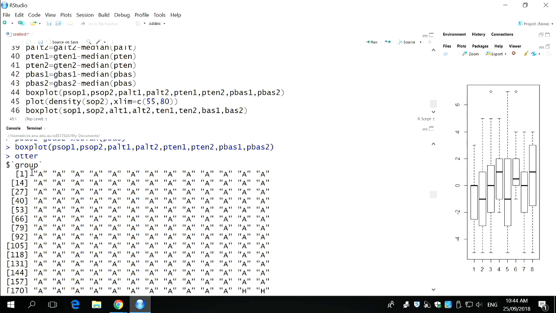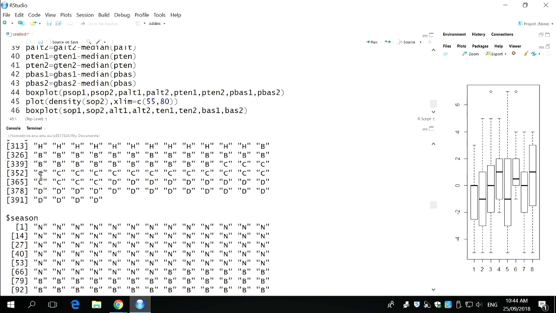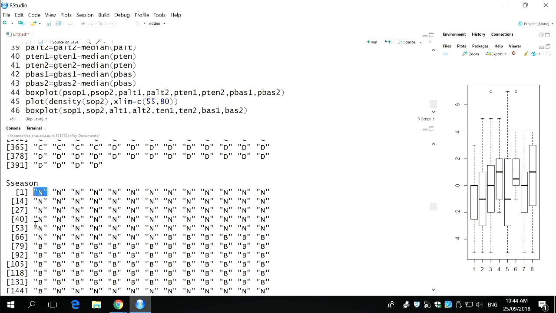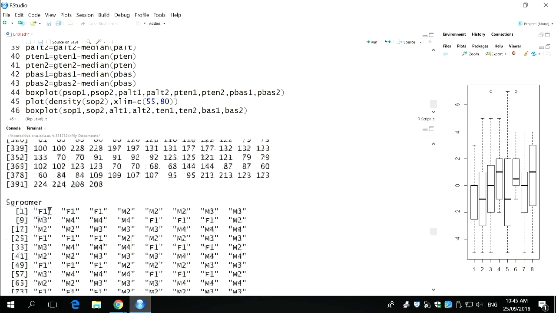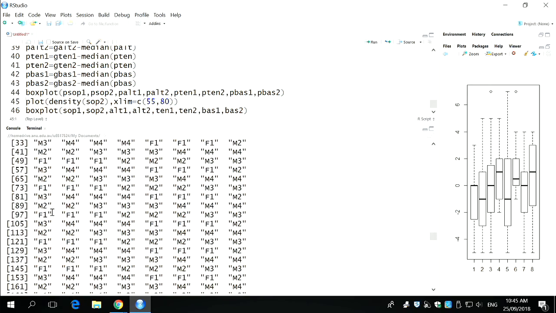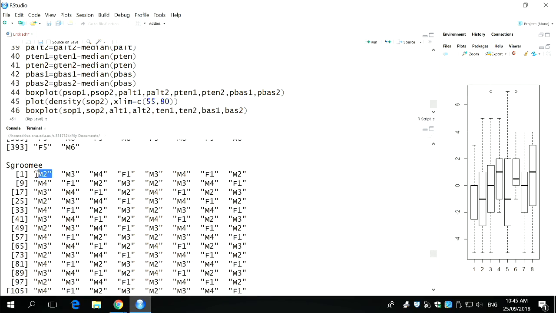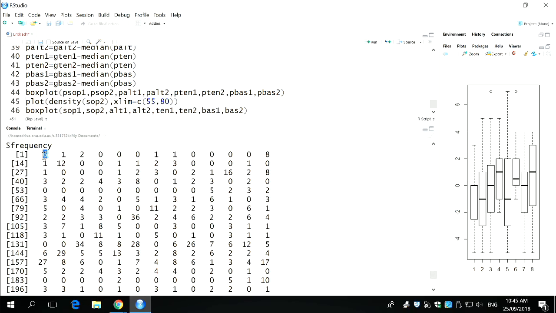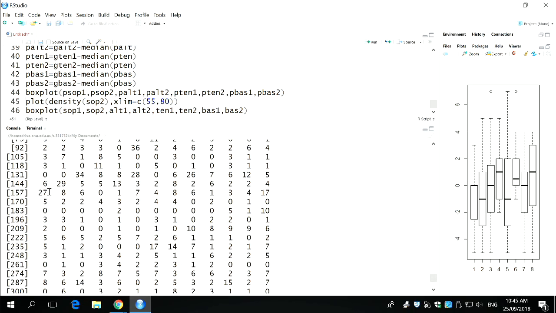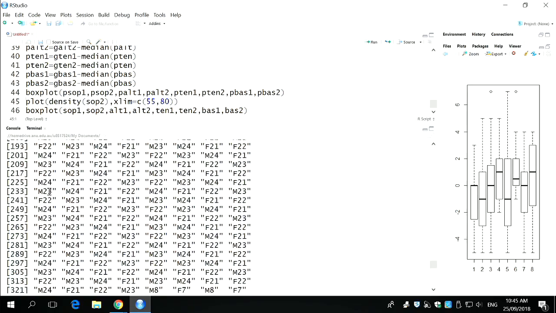So, I'm just going to focus on the first element of each subpart here. So otter dollars group is the group they're in. The first observation was in Group A in the non-breeding season. I'm just looking at the first element of each vector here. They were watched for 127 minutes, so a little over 2 hours. During that time, F1 was the groomer of M2, who was the groomee, and F1 groomed M2 exactly 6 times. So that's the first observation.